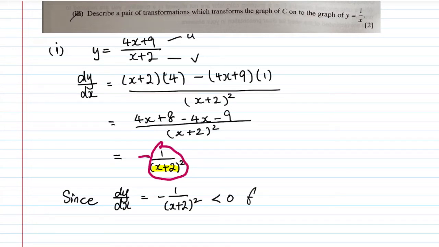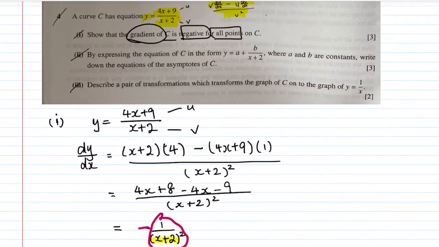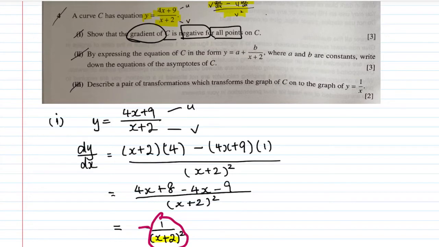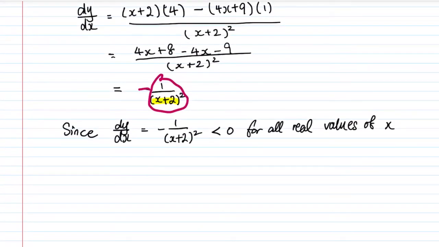It means that it is always negative, for all real values of x. Because the question is asking for all points on C, so you're looking at every single value of x.